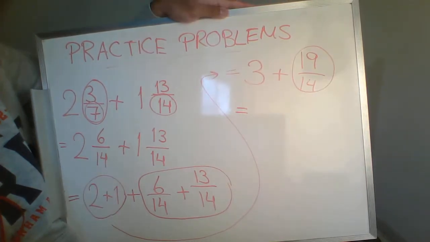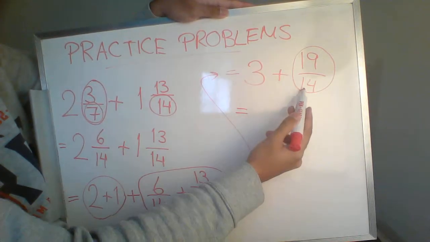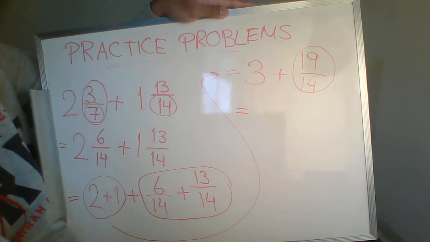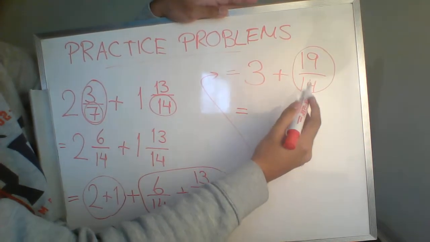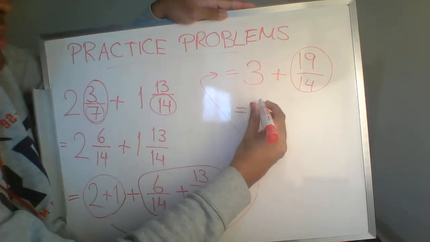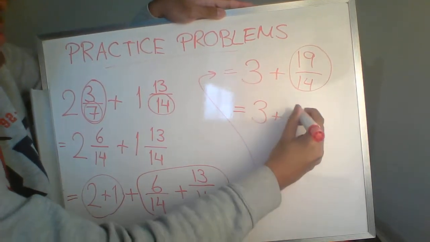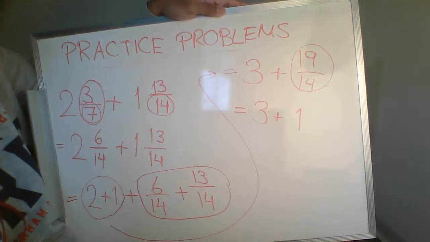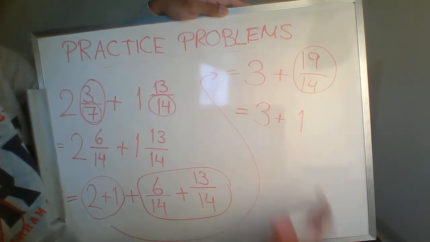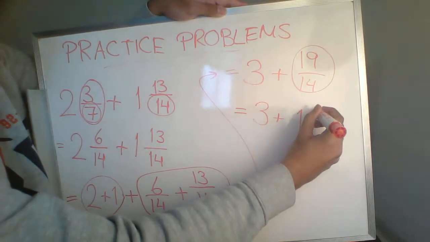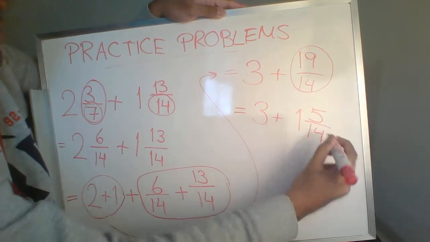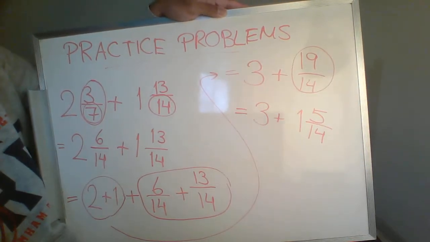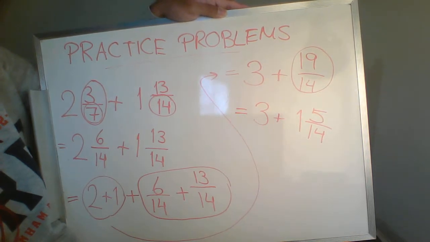So to do that, we need to figure out how many times 14 goes into 19. So we need to figure out how many times 14 goes into 19, which is 1 time. So I'm going to keep that 3 from before. We've got 1 time. And then if you remove 14 from that group of 19 that you started with, you'd be left over with 5. And so converting 19 over 14 into a mixed number, you should get 1 and 5/14.